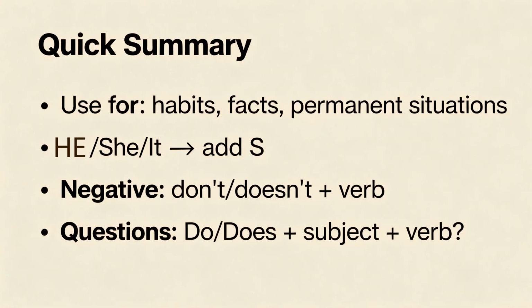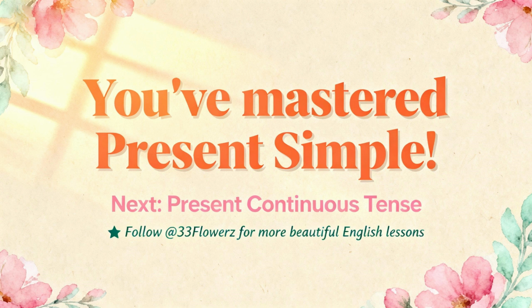Let's do a quick summary. Use present simple for habits, facts, and permanent situations. Remember, he, she, it, add s. For negatives, use don't or doesn't plus the base verb. For questions, start with do or does, then subject, then base verb. Congratulations! You've mastered the present simple tense.